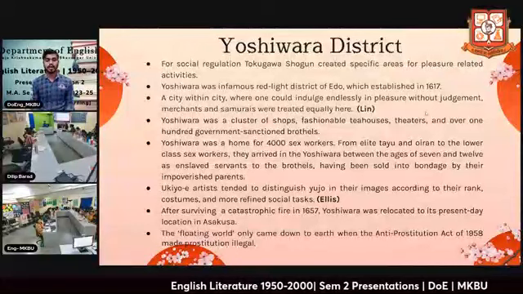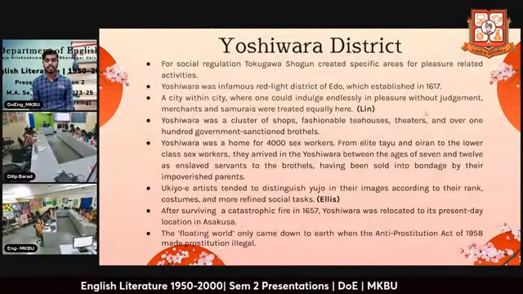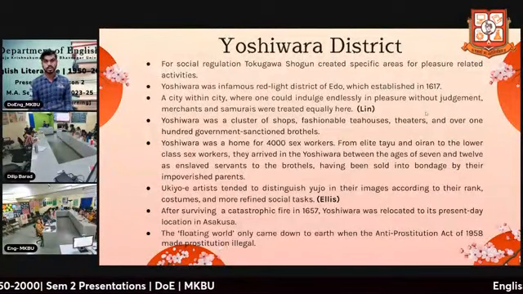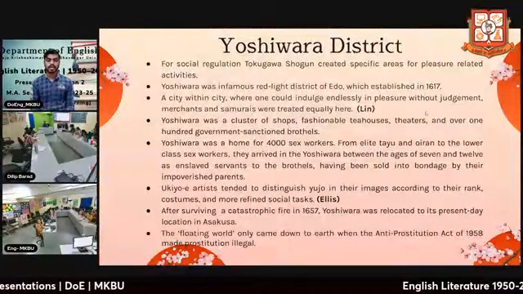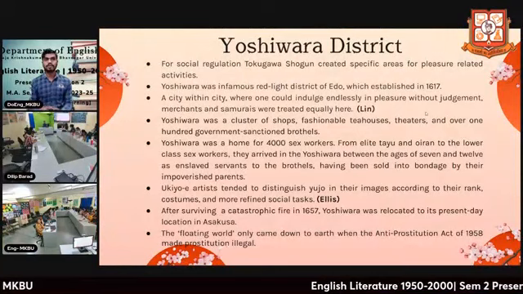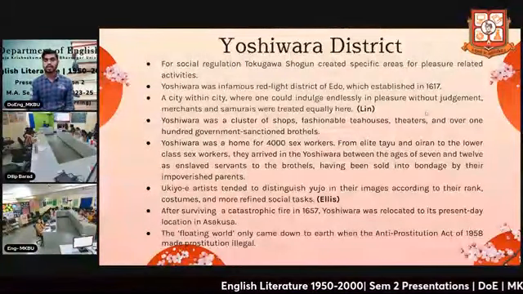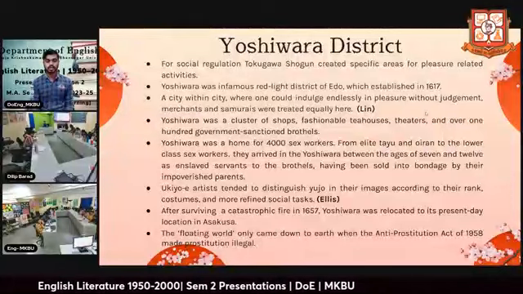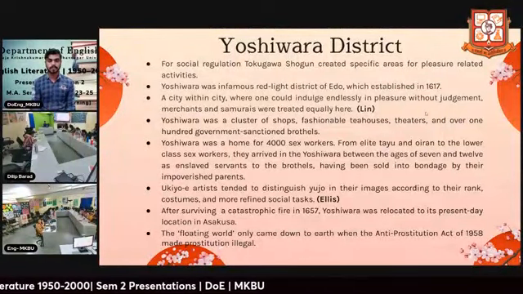After surviving a catastrophic fire in 1657, Yoshiwara was relocated to its present-day location in Asakusa. It suffered a great fire as well, and it was only after the Anti-Prostitution Act of 1958 that prostitution was banned in Japan and became illegal.